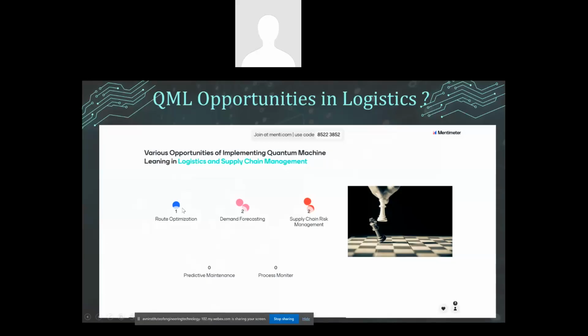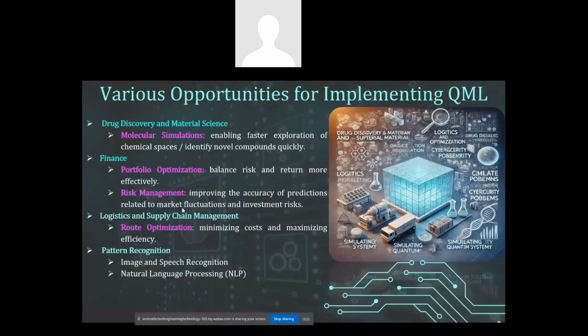Okay, I'll go to the next slide: opportunities for implementing quantum machine learning. We have seen why we require quantum machine learning, and its applications, with finance, logistics and supply chain as one-liners. In these different industries, what are the various opportunities? Finance is a huge industry. In finance, which specific department or area can I implement quantum machine learning in, and what benefits am I going to get?